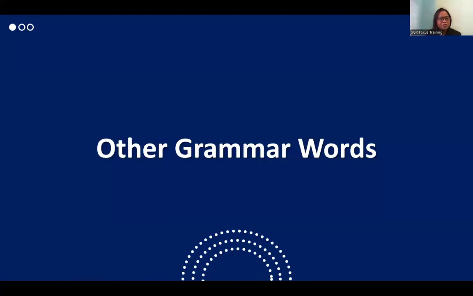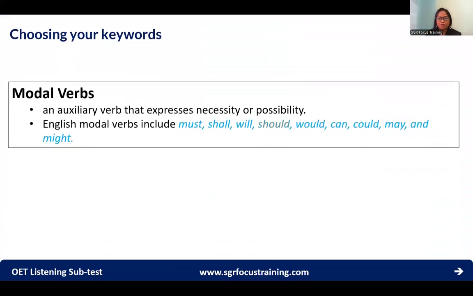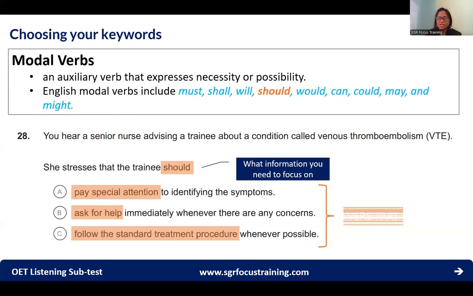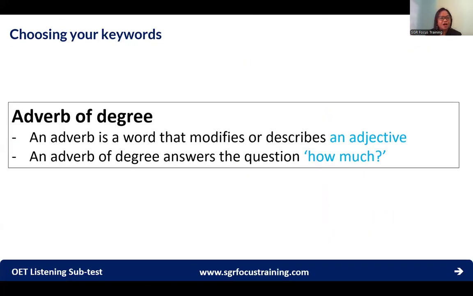There are also other grammar words that can help you when you are answering an OET exam, and that includes the use of modals, okay? Like the word should in here, that tells you you're looking for verbs. Another good grammar to understand are adverbs of degree.